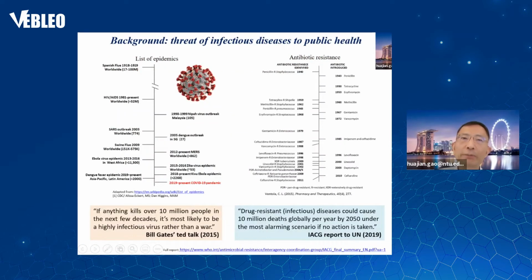Anyway, the background of this, as I said, is very relevant to the current pandemic. We know there have been a lot of virus pandemics over the last century, and current COVID-19 is one of them. Let me quote one sentence from Bill Gates. He said, if anything kills over 10 million people in the next few decades, it's most likely to be a highly infectious virus rather than war. Let me also point out there's another looming crisis of importance to human society, which is antibiotic resistance.